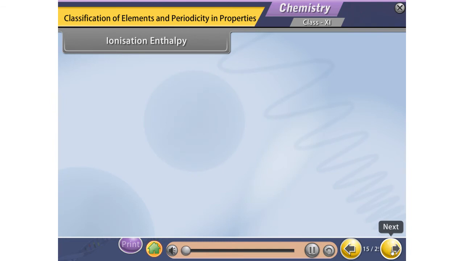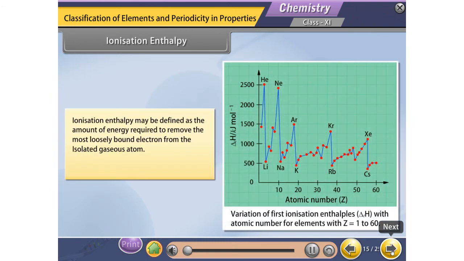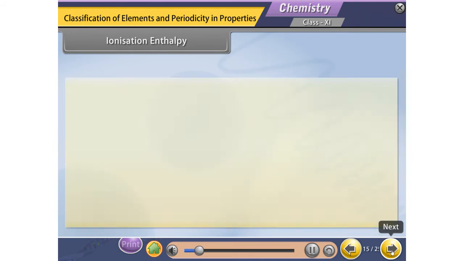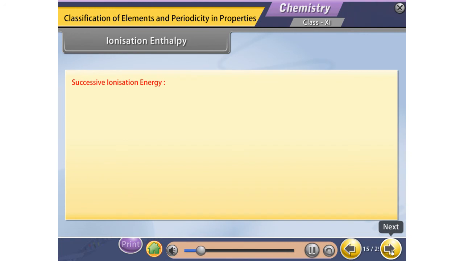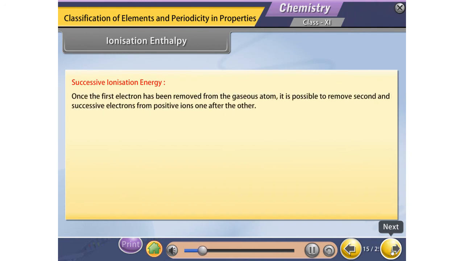Ionization enthalpy. Ionization enthalpy may be defined as the amount of energy required to remove the most loosely bound electron from an isolated gaseous atom. If we provide ionization energy to the gaseous atom A, it loses an electron. Successive ionization energy. Once the first electron has been removed from the gaseous atom, it is possible to remove second and successive electrons from positive ions one after the other.